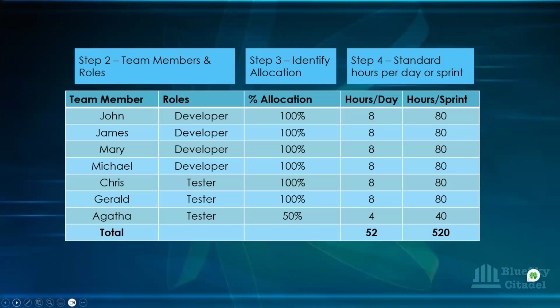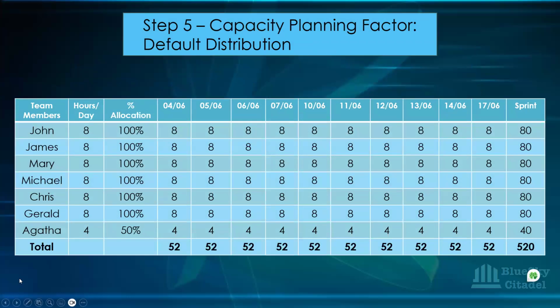And then you can see that that would definitely affect the hours she spends on your project, because looking at the hours per day, Agatha will be 4, while the others were 8. And then hours per sprint, which you just multiply by 10 days, would be 80 for others and 40 for Agatha. So for the whole team, you're looking at 52 hours a day, and then 520 hours per sprint. Now, this is your first table, and this is just looking at the standard hours per day or per sprint. Like I said, that is step 4 that you're looking at. Okay, so let's start seeing how those factors affect things.